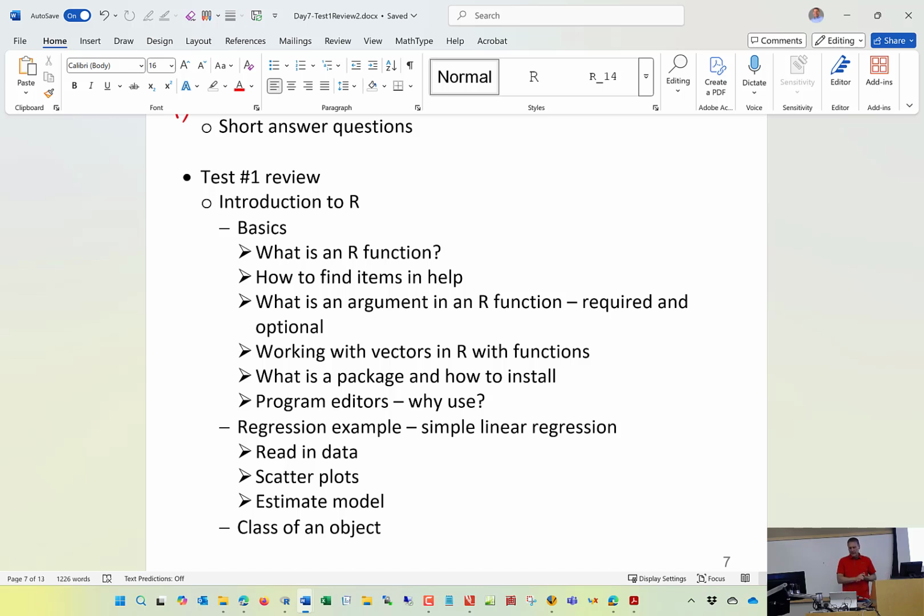How do you find items and help? What is an argument? Some of this is, you need to make sure that you actually understand the proper terminology, so it's easier for you to communicate with someone else who's also doing stuff with R. So vectors, packages.